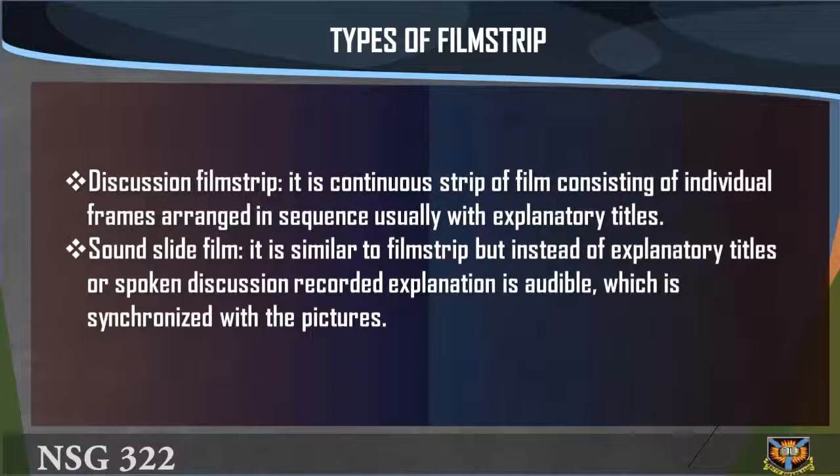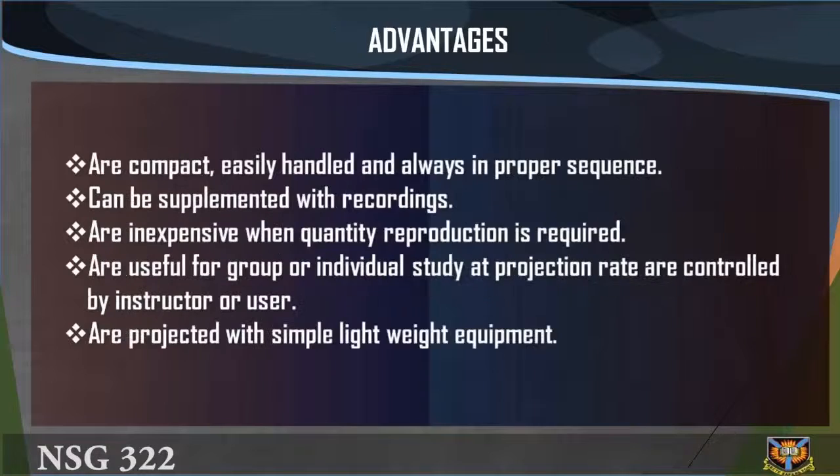Types of film strip. Discussion film strip. It is a continuous strip of film consisting of individual frames arranged in sequence, usually with explanatory titles. Sound film strip. It is similar to the film strip, but instead of explanatory titles or spoken discussion, a recorded explanation is audible, which is synchronized with the pictures.